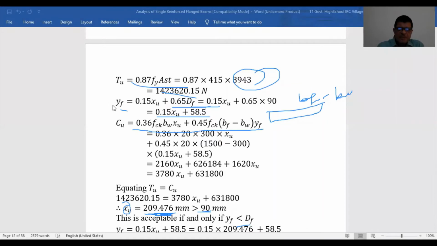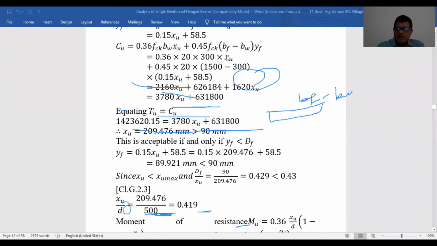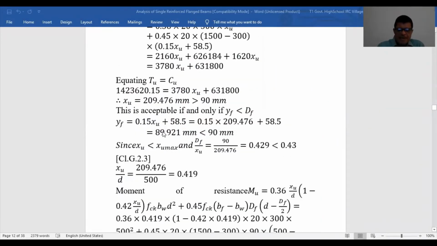So calculate the value of yf. What is the value of yf coming? See, the value of yf is coming 89.921. So 89.921 means it is less than 90. So now this xu is valid. Okay, and this xu is also less than xu maximum, that is 0.48 d. So 0.48 into 500 is 240. So xu is also less than xu maximum, which is 240 millimeter.